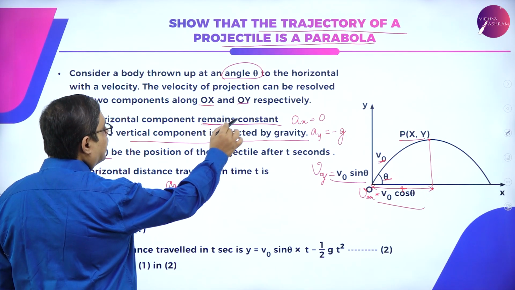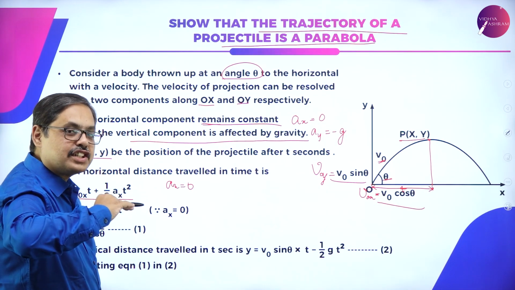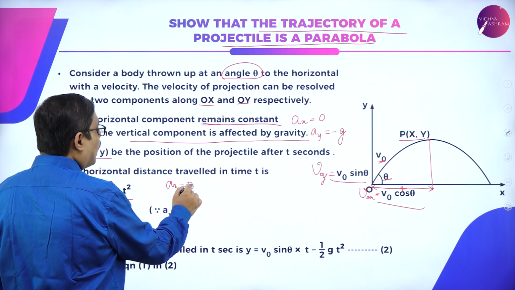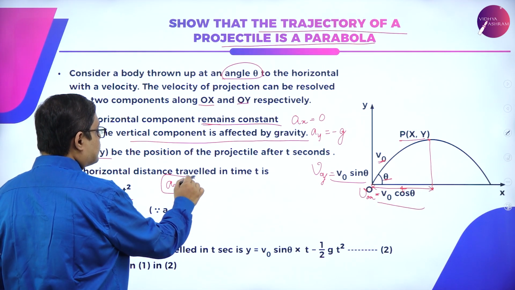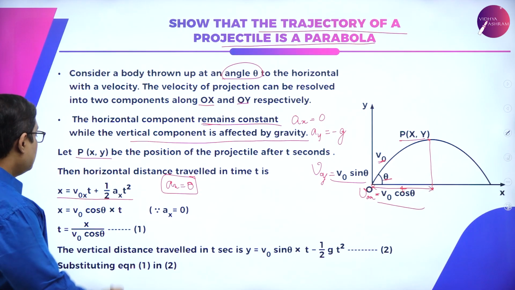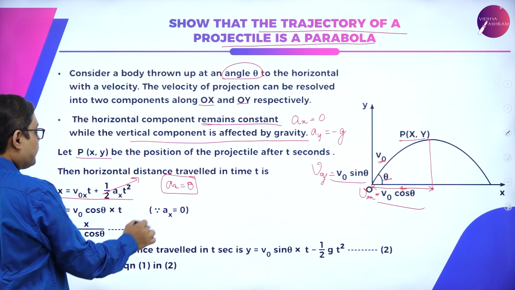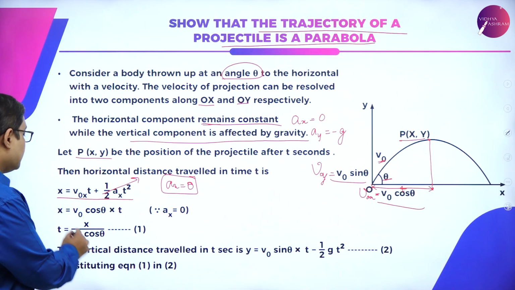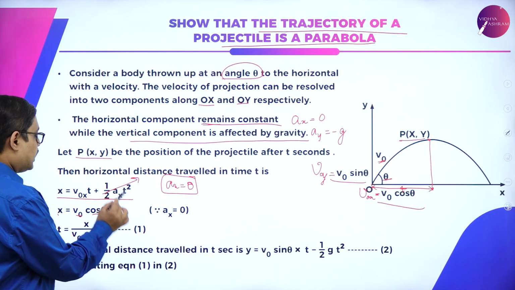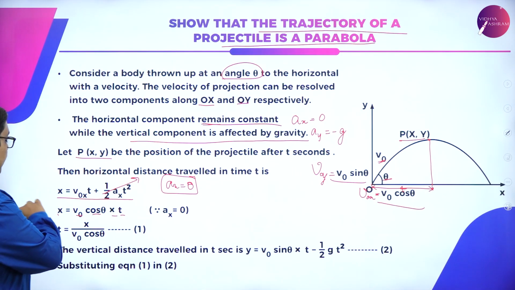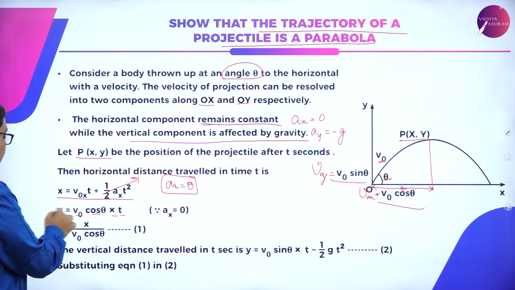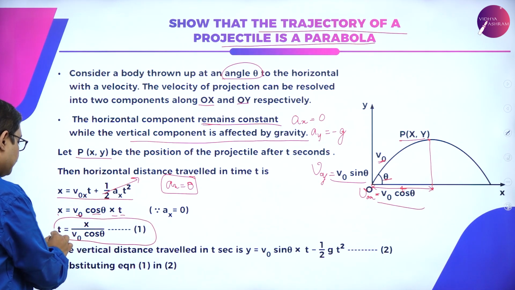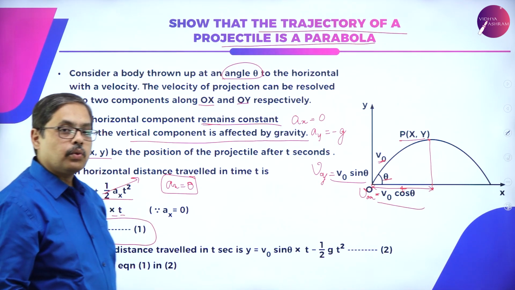This is what we have said here. It remains constant. Acceleration does not change along the horizontal direction. Since the direction and velocity do not change, ax is taken as 0. So this term goes off. Along the x-axis, v0x is given by v0 cos theta. So x is equal to v0 cos theta into time t. If I take the inverse, t becomes x by v0 cos theta. Let this be equation 1.